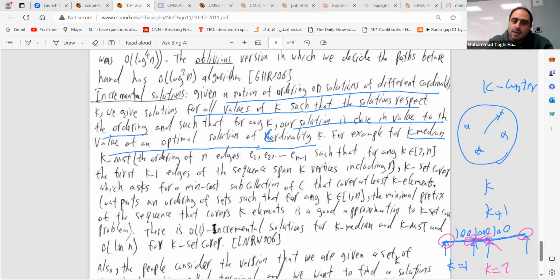However, what is this k incremental solution? For k median, you want to give essentially the centers C1, C2, up to Cn. Let me say you can have n vertices in the graph, where n is the number of vertices in the graph or in the metric essentially. So I want to give an ordering C1 to Cn such that for any k, you just get the first k.